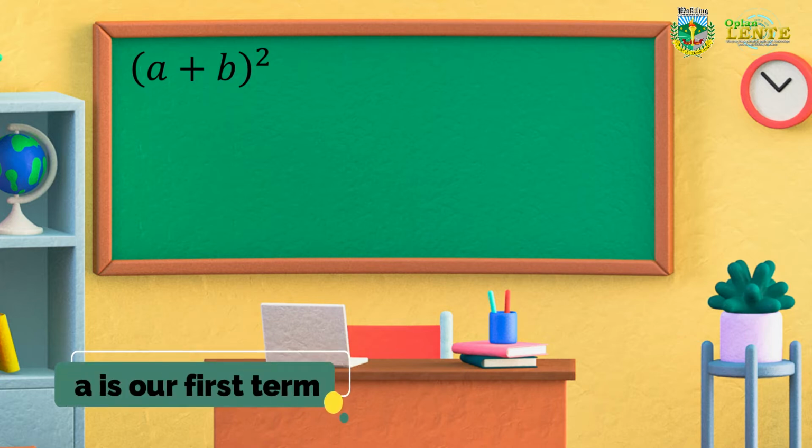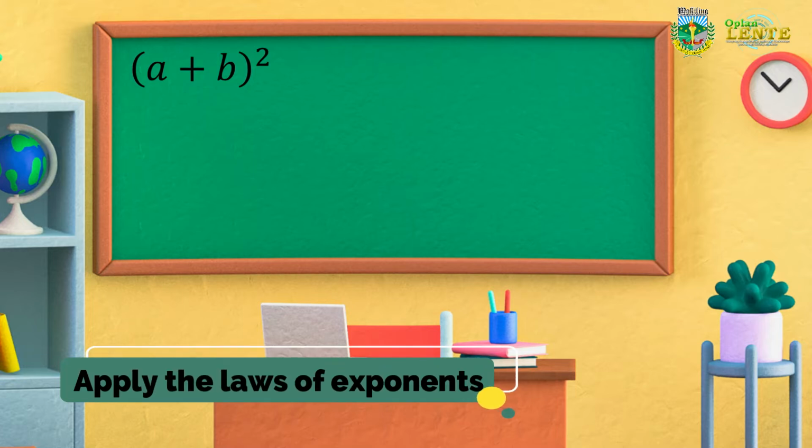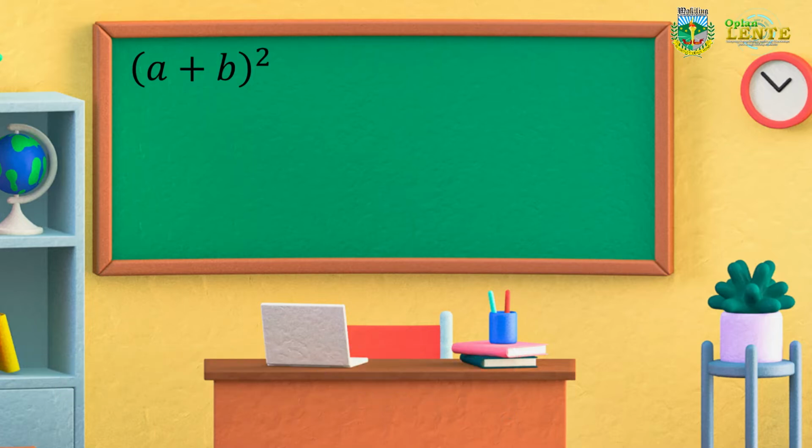When you find the square of the first term, remember that you need to apply the laws of exponents, wherein you multiply the base a to itself twice. Therefore, the square of a is the same as a times a, and the product of this is a squared.